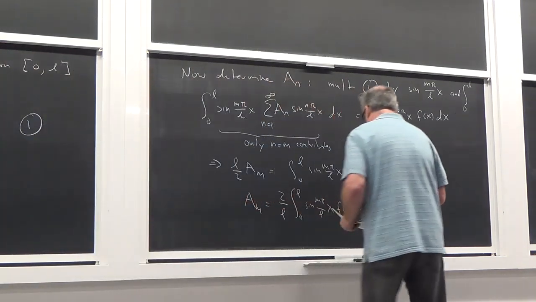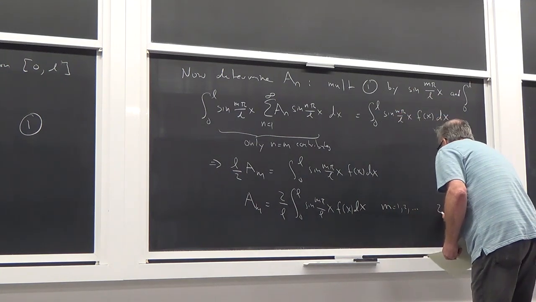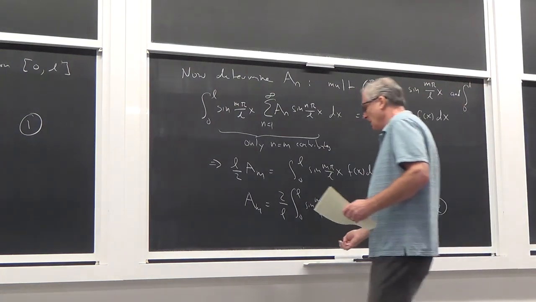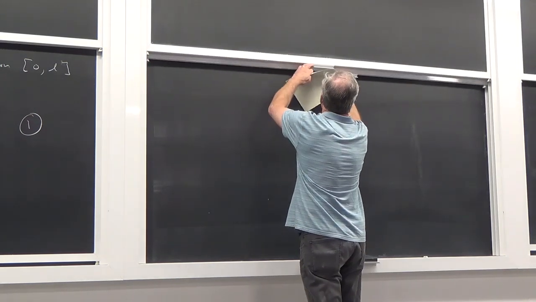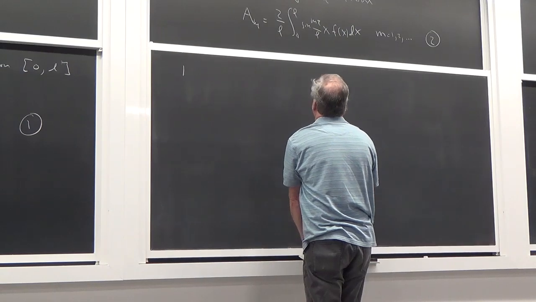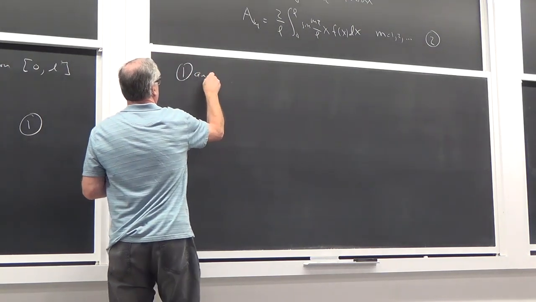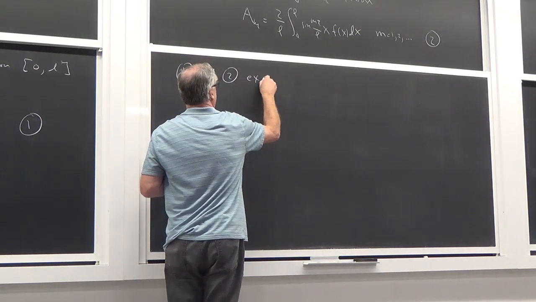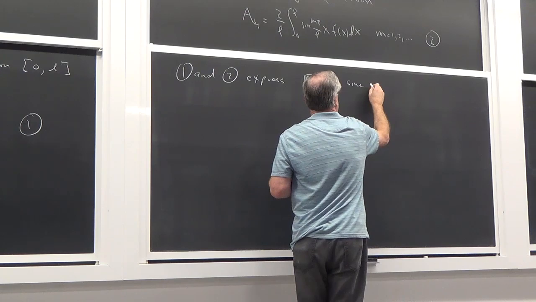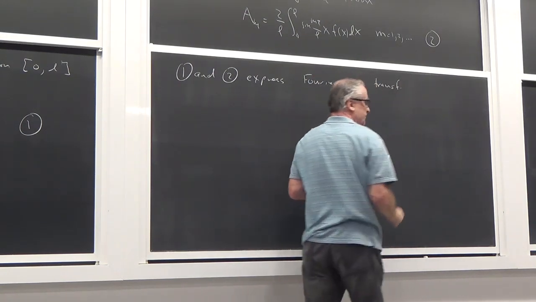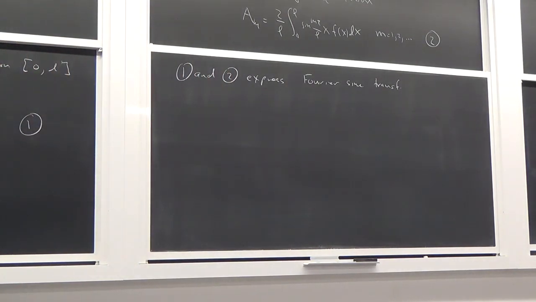This is for m equals 1, 2, and so forth. We call this equation 2. These two equations together express what's known as the Fourier sine transformation, and the series for f is called the Fourier sine series.